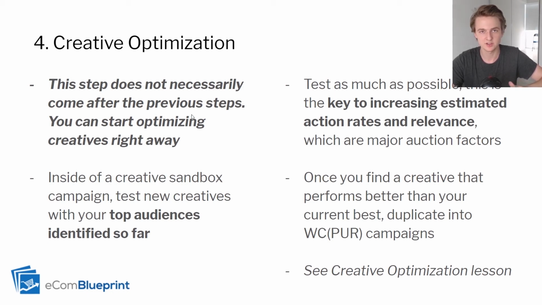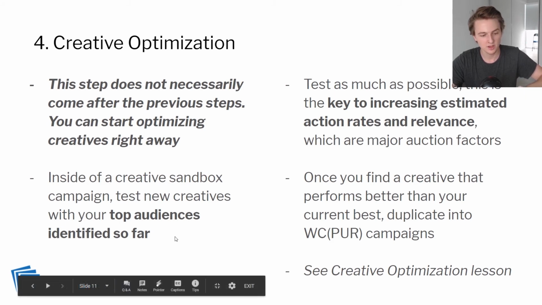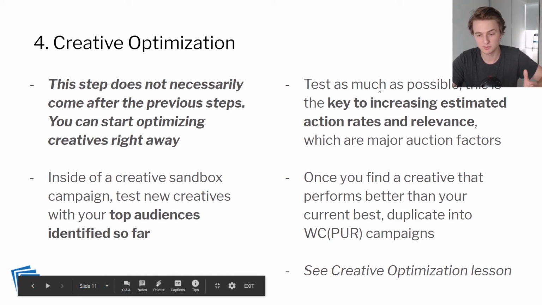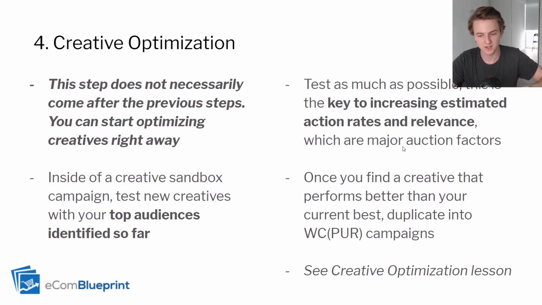Once you start identifying some audiences that are doing well for you, you want to test new creatives with those audiences inside of a creative sandbox campaign, the same way that I showed you with the initial creative test, right? You want to do that exact same setup with your top audiences identified so far to see which creatives resonate, what messaging resonates, what gets you the best click-through rates, and so on. And so you want to test as much as possible. This is the key to increasing estimated action rates and relevance, which are major auction factors.